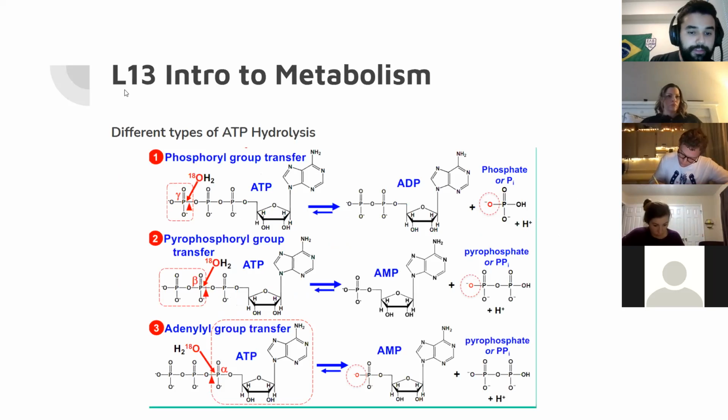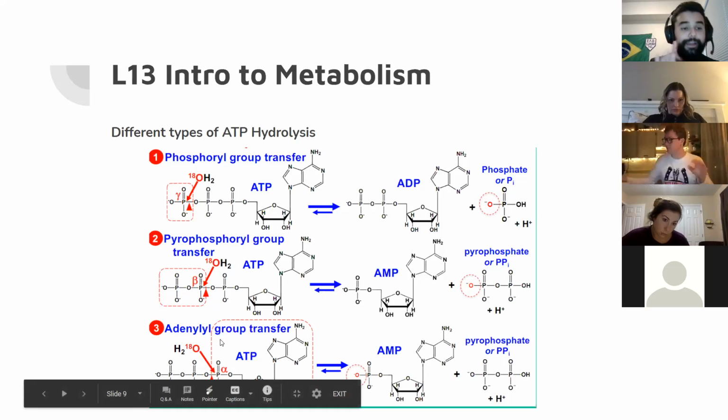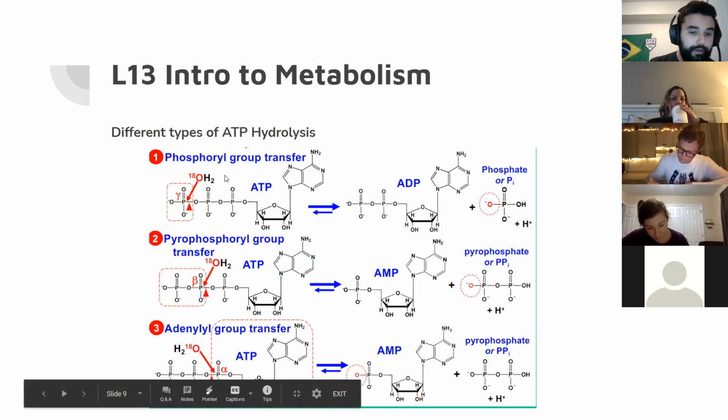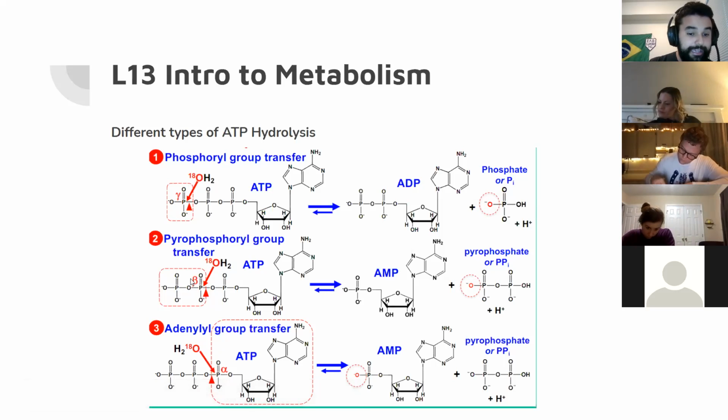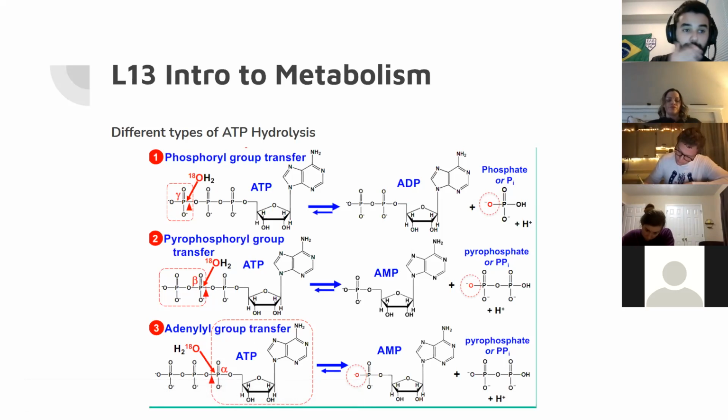Here is an overview of the 3 different types of ATP hydrolysis: phosphoryl group transfer, pyrophosphoryl group transfer, and adenylyl group transfer. Memorize these 3 types, specifically where water is attacking. Is water attacking at the gamma phosphate, the beta phosphate, or the alpha phosphate? There's usually one question about these types of hydrolysis, like which one is which. The important thing to know is which phosphate is being attacked and what your product is.